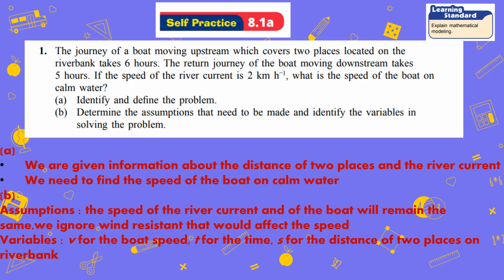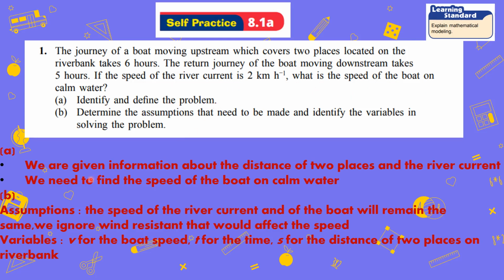Now let's try with the question in self-practice 8.1a. The journey of a boat moving upstream which covers two places located on the riverbank takes 6 hours. The return journey of the boat moving downstream takes 5 hours. If the speed of the river current is 2 km per hour, what is the speed of the boat on calm water? Question A. Identify and define the problem.